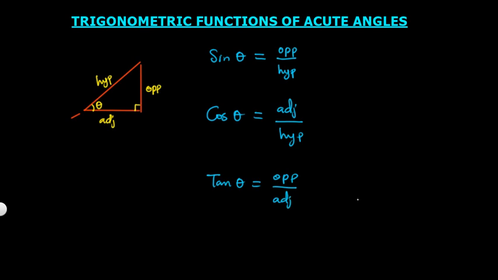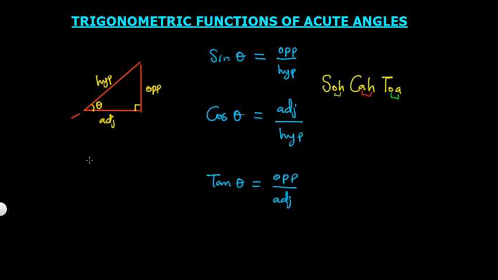So to remember this, we have an acronym for it. If you remember in your grade 7 or grade 8, you've learned SOHCAHTOA. That is, sine theta is equal to opposite over hypotenuse, while cos theta is equal to adjacent over hypotenuse, and tan theta is equal to opposite over adjacent. So it makes it easier for us.